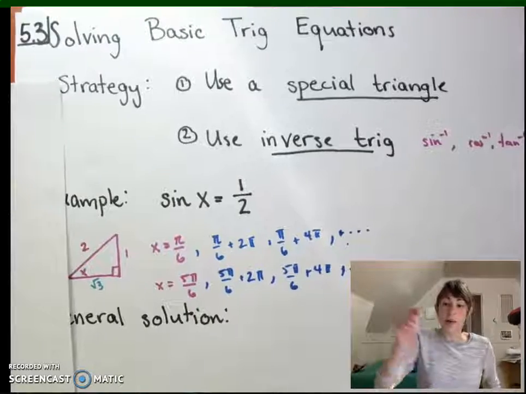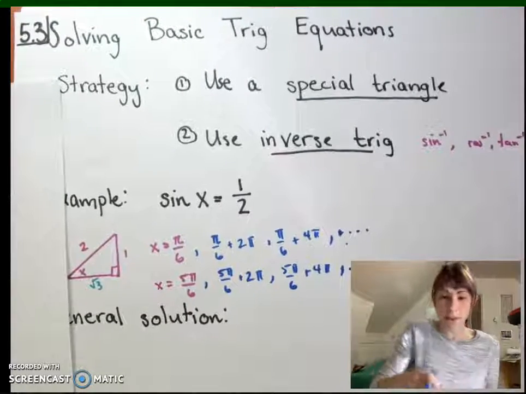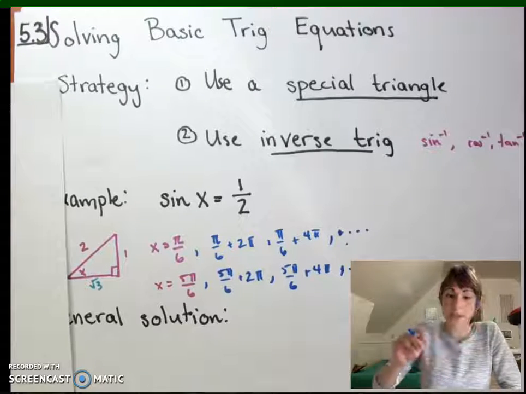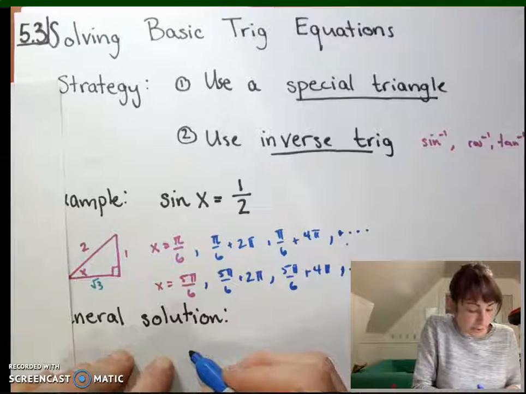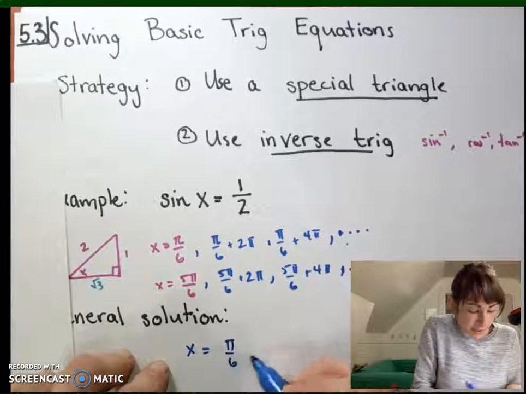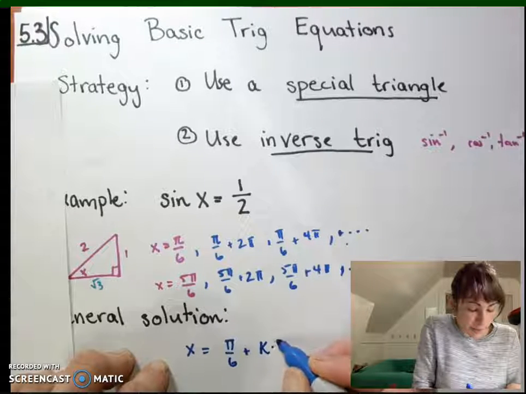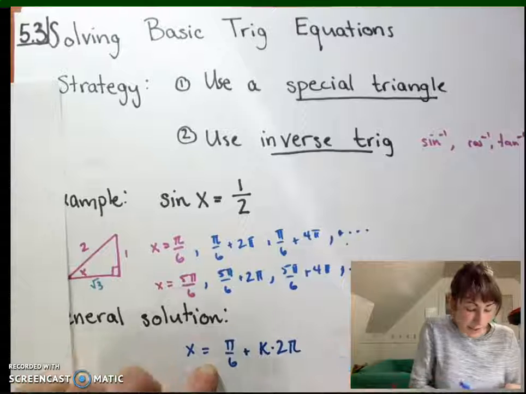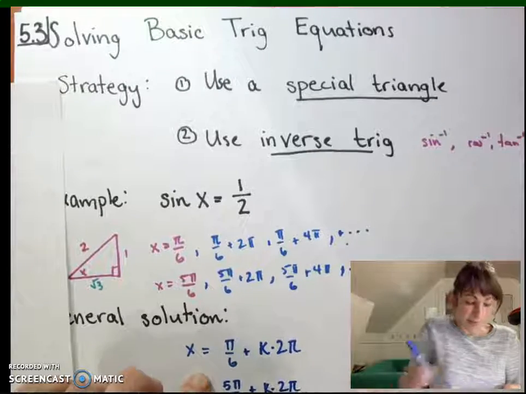we know that sine is 2 pi periodic. Every 2 pi it repeats the same values. So we write the general solution as x equals pi over 6 plus any multiples of 2 pi. So that's what this k represents. And 5 pi over 6 plus any multiples of 2 pi.